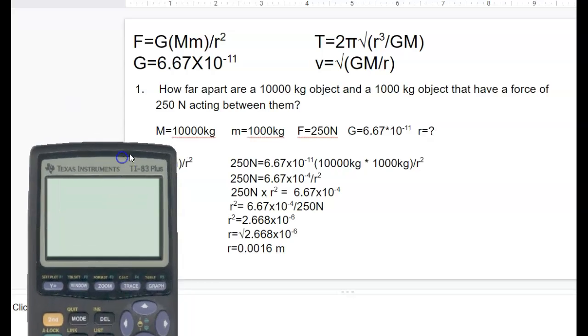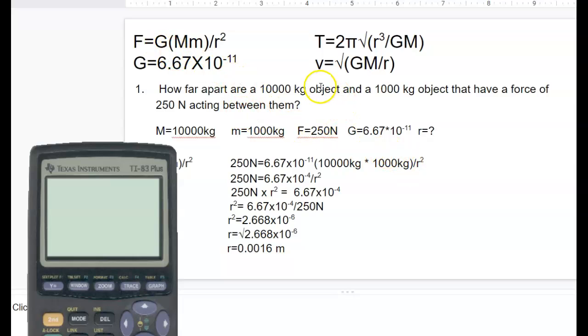All right, so the first question is, how far apart are a 10,000 kilogram object and a 1,000 kilogram object that have a force of 250 newtons acting between them? So the 10,000 kilogram, because it's the bigger mass, is big M. 1,000 kilograms, because it's the smaller mass, is little m. 250 newtons is F, that's your force.